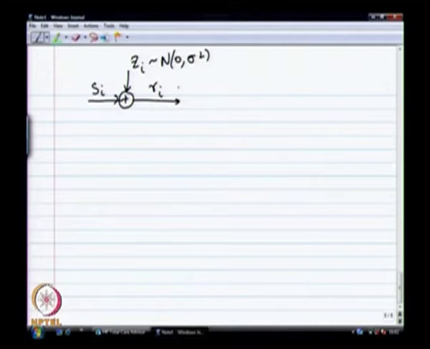If you have Si and Zi, normal 0 sigma square, getting added to it, you get an Ri, you slice. The picture for a slicer is this. Normally the things are not marked, so basically it is +1 and -1. So this is the slicer.